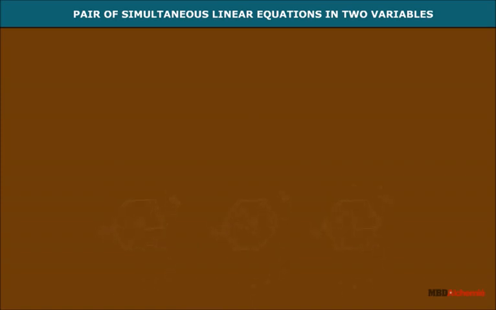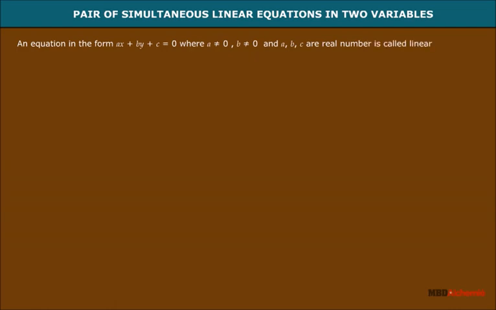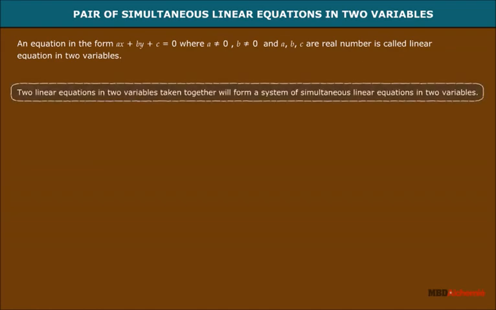Pair of simultaneous linear equations in two variables. An equation in the form ax + by + c = 0, where a is not equal to 0, b is not equal to 0, and a, b, c are real numbers, is called a linear equation in two variables. Two linear equations in two variables taken together will form a system of simultaneous linear equations in two variables.